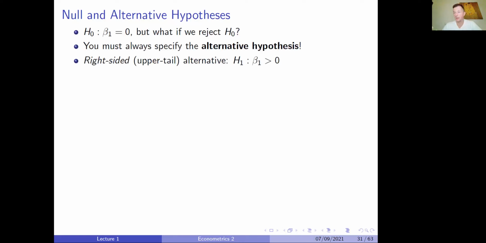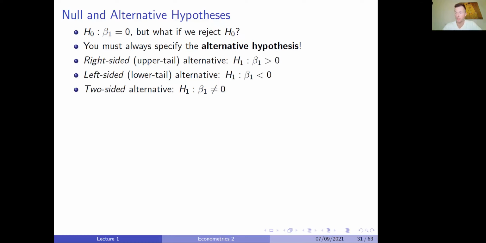So we have 3 different types of alternative hypotheses. Right-sided, also called upper tail alternative: beta 1 is positive. Sometimes you want to know exactly that beta 1 is positive. Left-sided alternative: beta 1 is negative. Two-sided alternative: beta 1 is not 0. So we don't care whether it's positive or negative, we just want to know that it is not zero. The two-sided alternative is used in most cases when we test single hypotheses about coefficients.